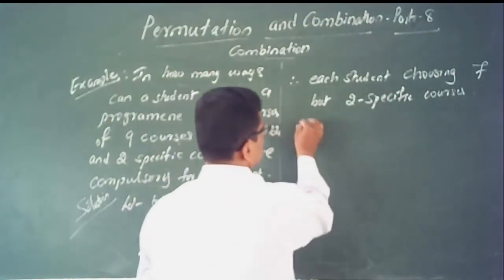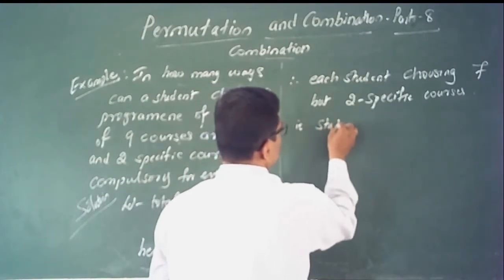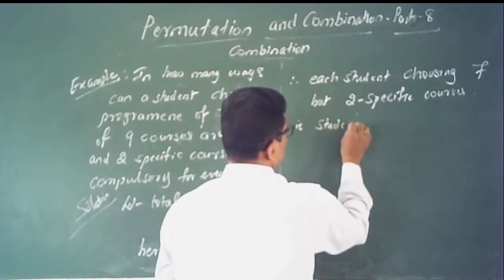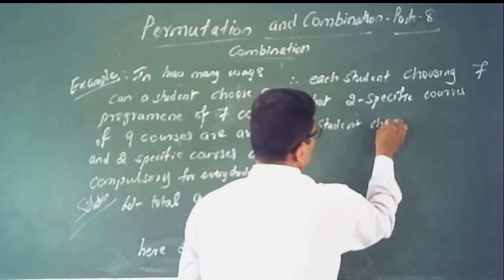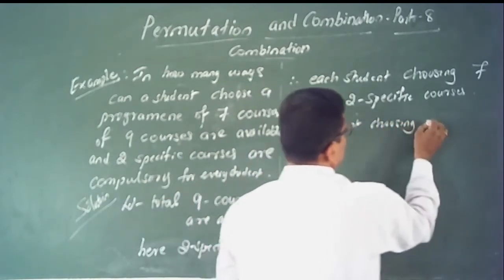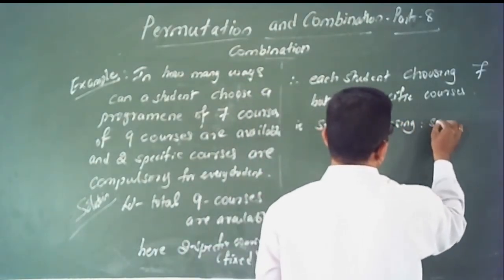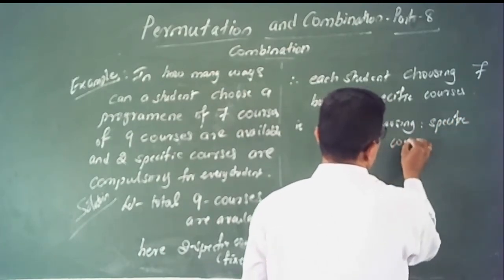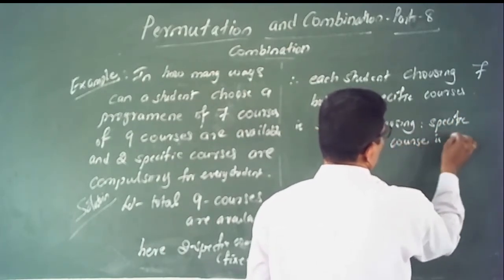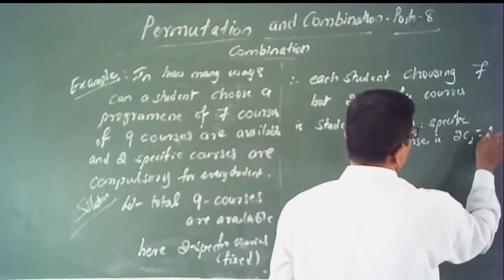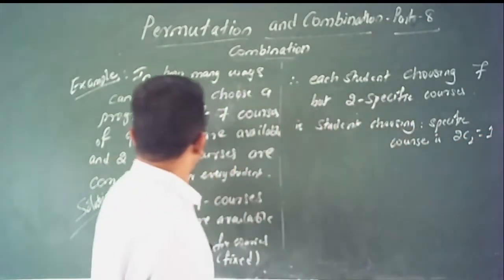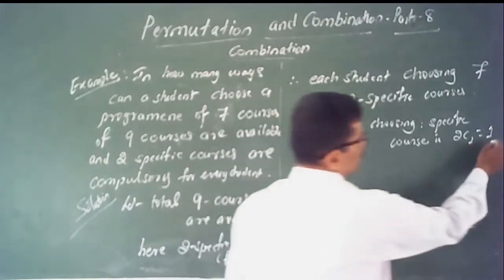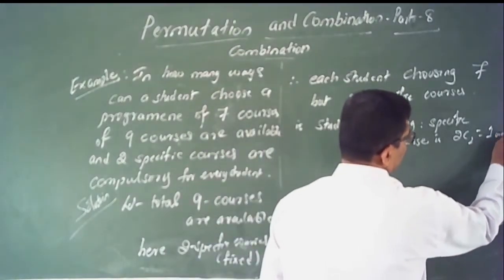That is, students choose 2C2, that is one way. How many ways? It means this one is one way. Is it clear?